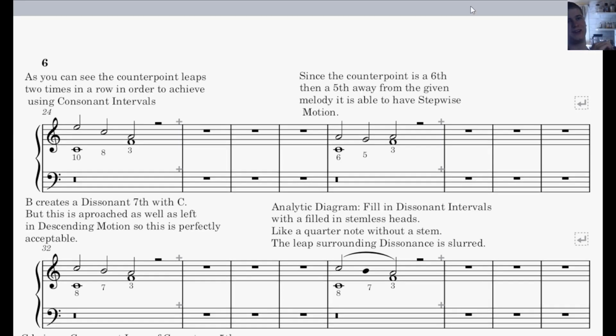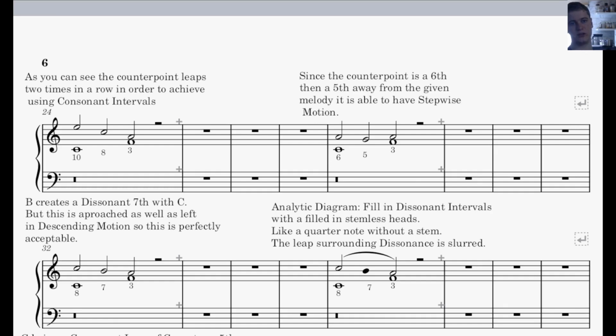Now, creating an analytic diagram in 2-to-1 counterpoint. This is important, and it is actually pretty simple. To make our analytic diagram, we fill in the dissonant intervals with a filled in stemless head, like a quarter note without a stem. This is going to draw attention to the dissonant passing tone. Its nature is passing between two consonant intervals, and we want to show that visually. This expresses the hierarchy of the harmonies.